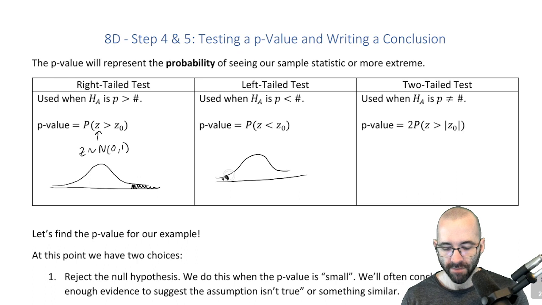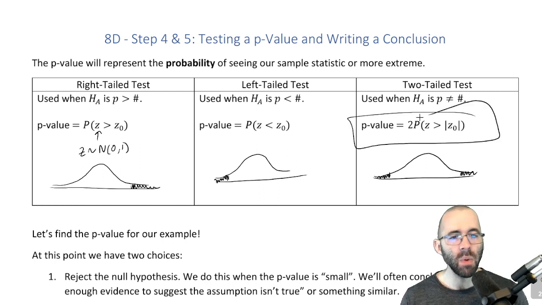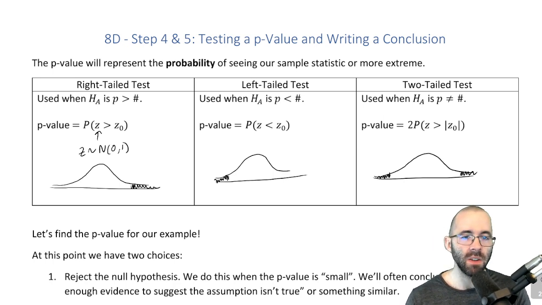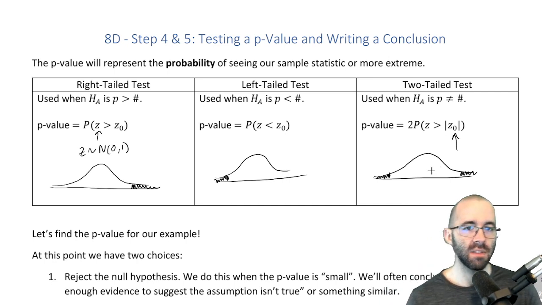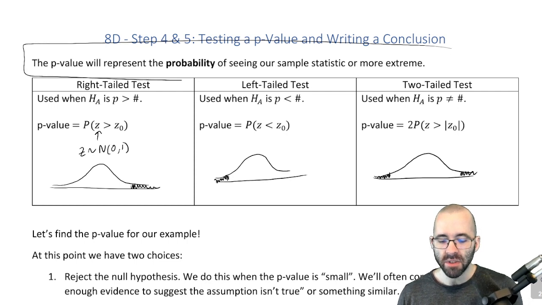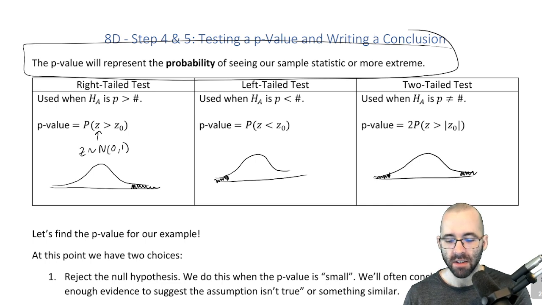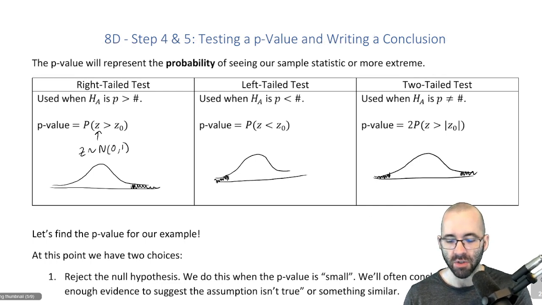Left-tailed test, of course, will look very similar, but on the left. And two-tailed test is a little different because we have both tails. But we can calculate it by just using one tail and doubling it. We'll need an absolute value to force this to be positive. Two-tailed tests aren't very common for us, though. But this is the most important thing here. P-value is just the probability of seeing our statistic or something more extreme.